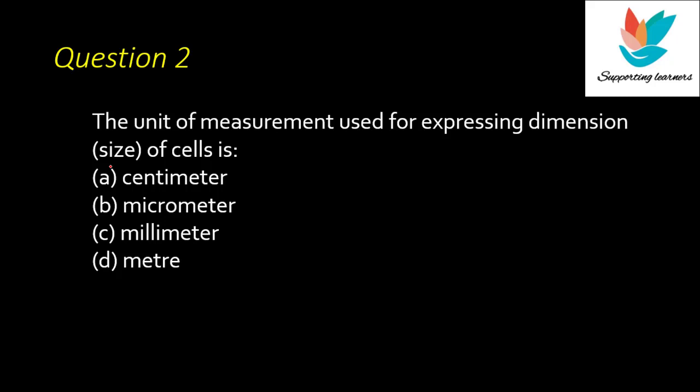Question number 2, the unit of measurement used for expressing dimension, that is size of cell, is A, centimeter, B, micrometer, C, millimeter, and D, meters. So we have discussed that the unit is micrometer. So the answer is B, micrometer.